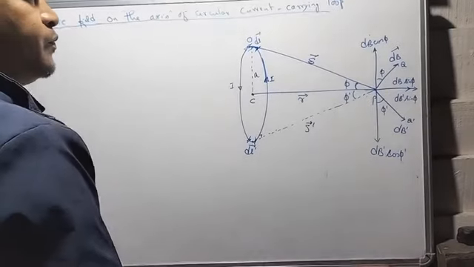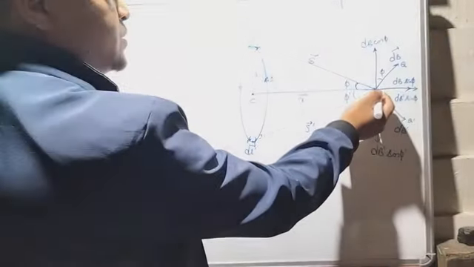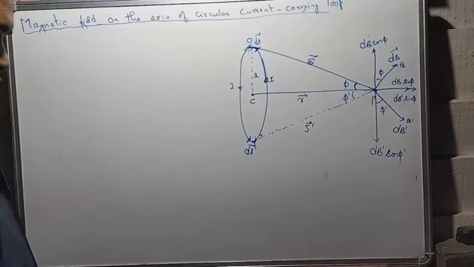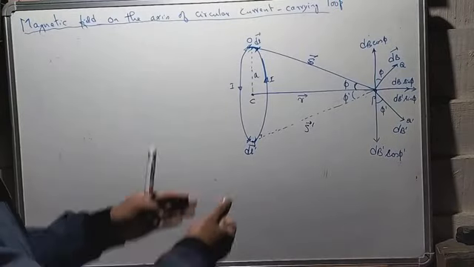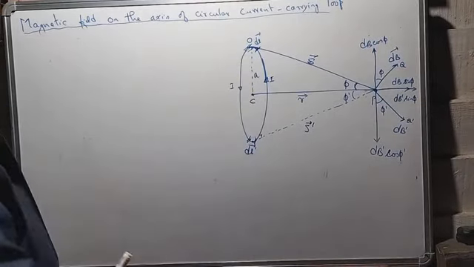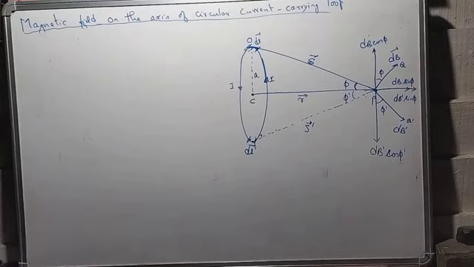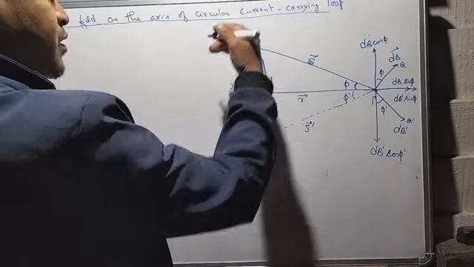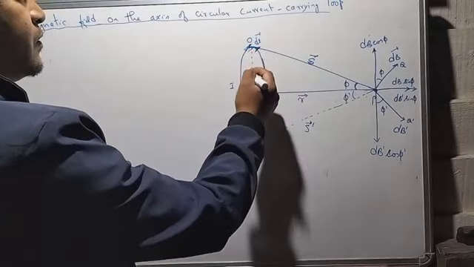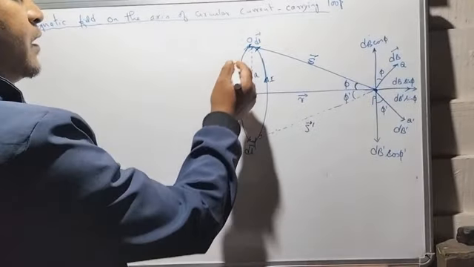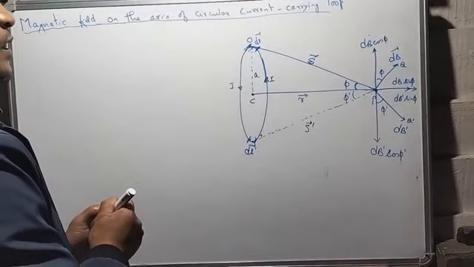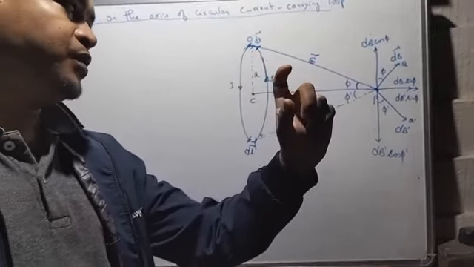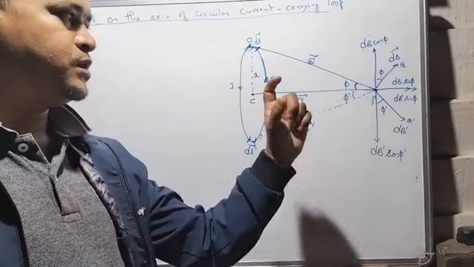Here I want to find out how much the magnetic field is at this point P. For that, just like before, we will divide this entire circular loop into small elemental lengths. First I will consider this point O, which is above. Let's say this is the small length dl. This small length dl has a direction, which is along the plane of the loop, in this case perpendicular to the plane of the board.